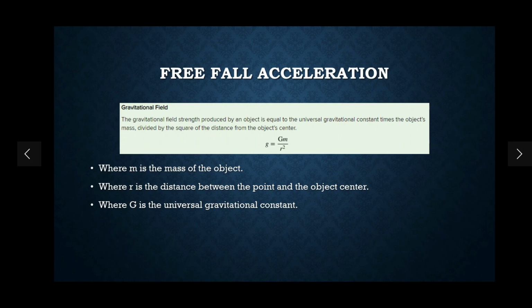Let's use the free fall acceleration we learned, or the gravitational field. The strength produced by an object is equal to the universal gravitational constant times the object's mass divided by the square of the distance from the object's center, where m is the mass of the object, r is the distance between the point and the object's center, and G is always the universal gravitational constant. M could be a planet, a ball, a satellite, a pen, or any object when we relate it to another object.